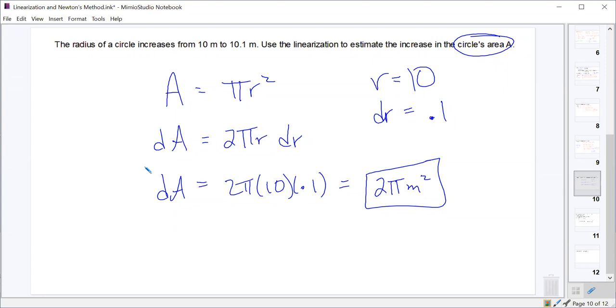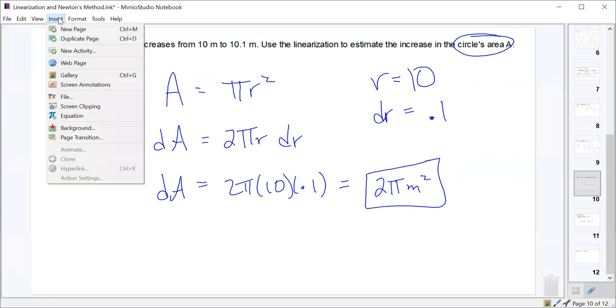So the derivative of the area of a circle is its circumference? That is correct. Yes. It's funny how those things work out. It's actually not, I guess, that funny. It's just the way math is.